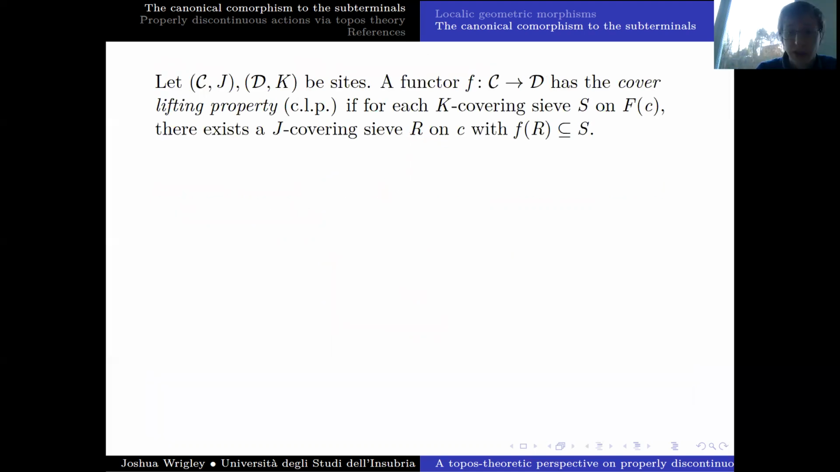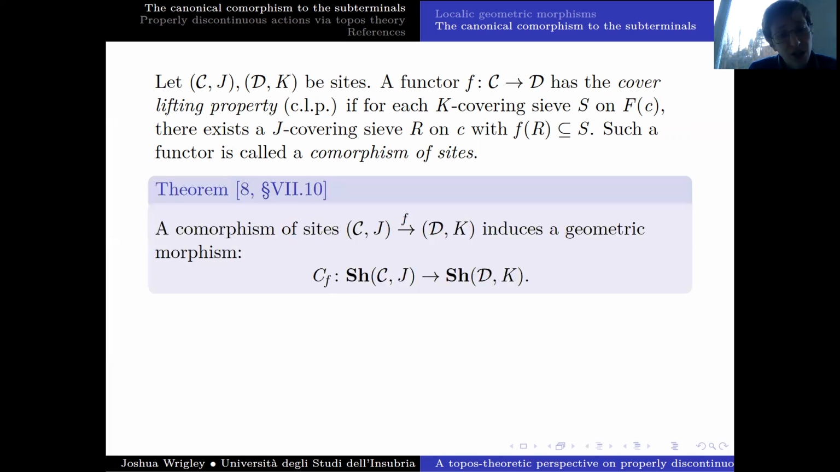So just to recall, something is a comorphism of sites if it has the cover lifting property. That is, if we've got a functor between two categories which make up sites, then whenever we've got a covering sieve on the codomain category, we can lift it to a covering sieve on the domain category. Such a functor is a comorphism of sites, and as is well known, every comorphism of sites induces a geometric morphism between the two sheaf topoi.